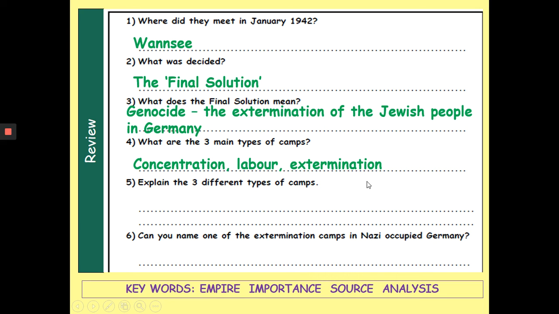Can you name one of the extermination camps in Nazi-occupied Germany? Well, one of them from the reading was called Auschwitz-Birkenau.